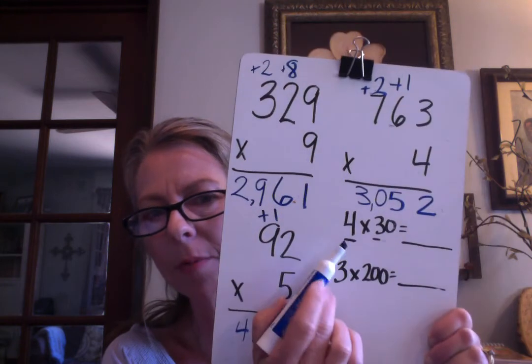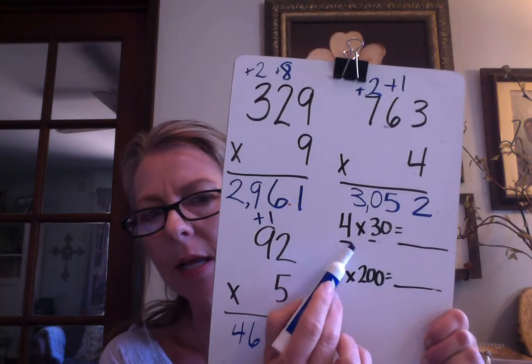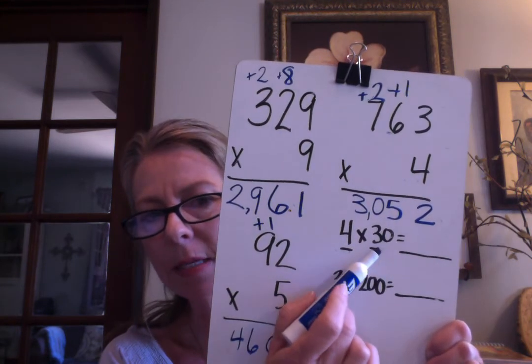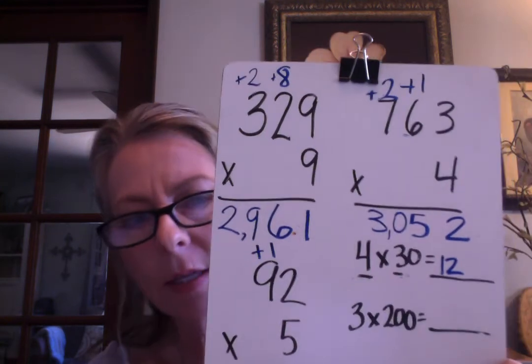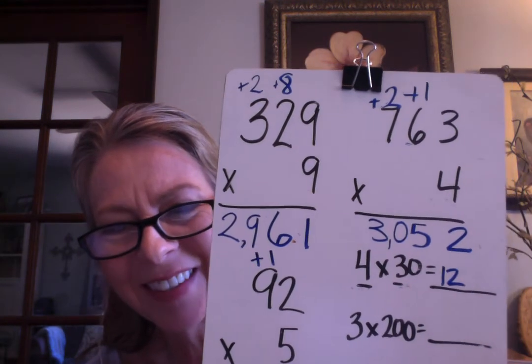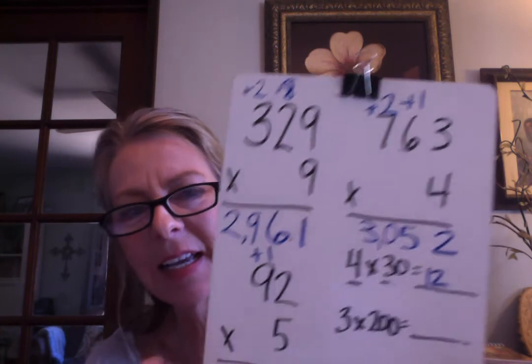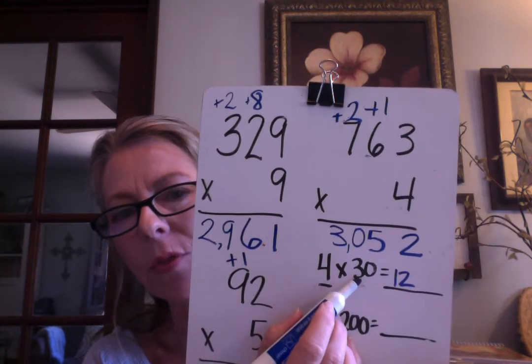Okay, here's the other problem that I saw. I saw a lot of people finding the basic math facts, and they say, oh, I know what 4 times 3 is, no problem. And so they wrote 12, and then they moved on to the next problem. Do you see what the mistake is? Yeah, we're multiplying 4 times 30.